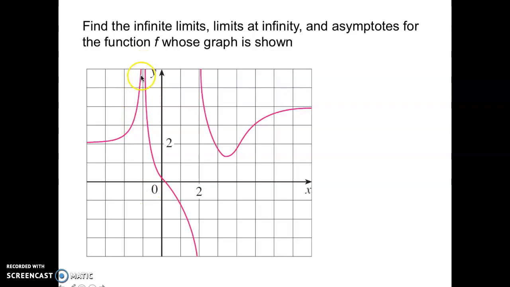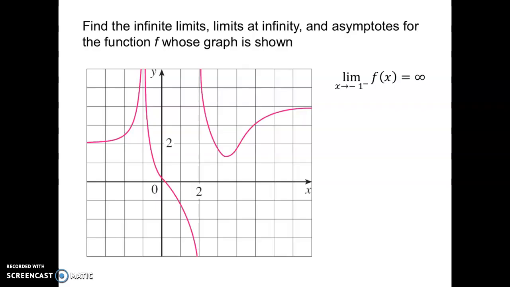Because here we say as x approaches -1 from both the left and the right, you can see that the curve is approaching positive infinity. And then over here at x equals 2 is another vertical asymptote. So the limit would also equal infinity there. So those would be our infinite limits.